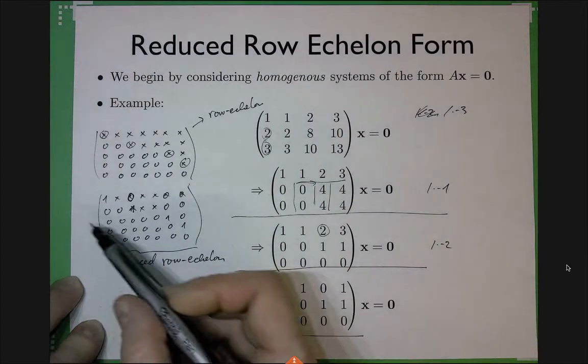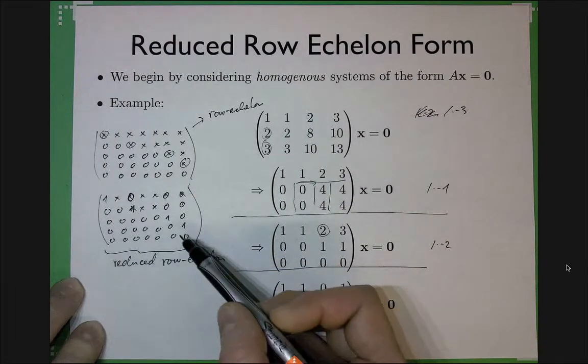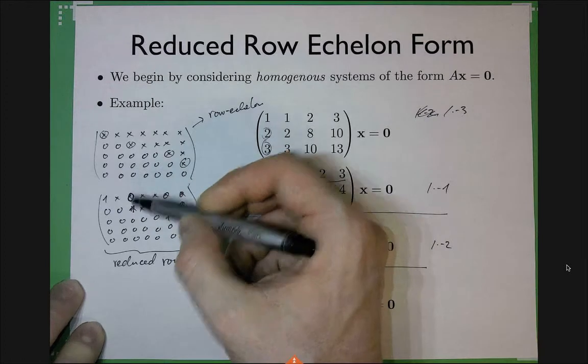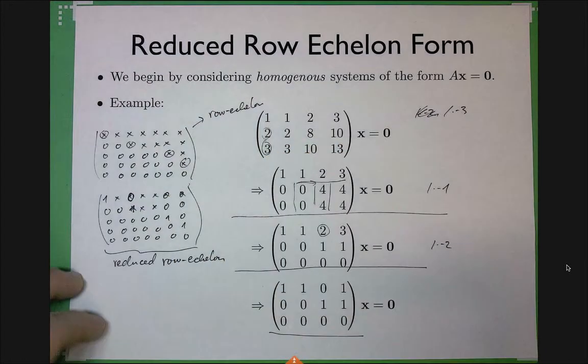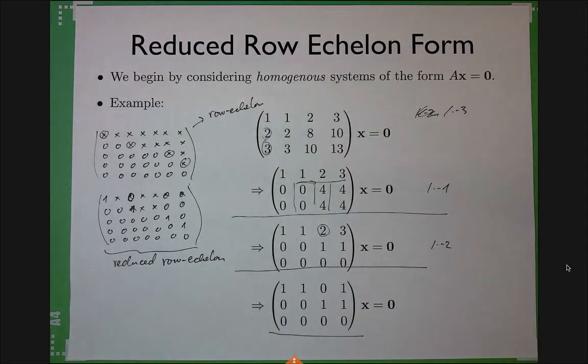So in the reduced one, the pivot elements are all 1, and I have eliminated everything that was above them, so these become zeros. And I can always do that, obviously, right? The elimination is going to work.